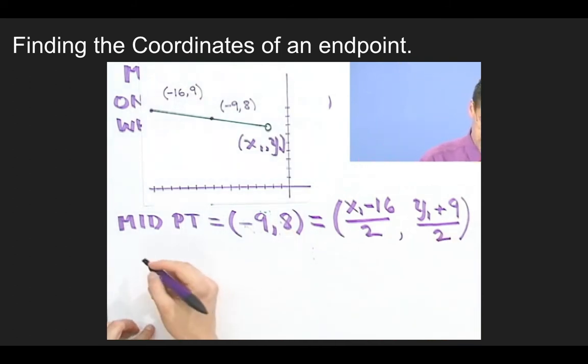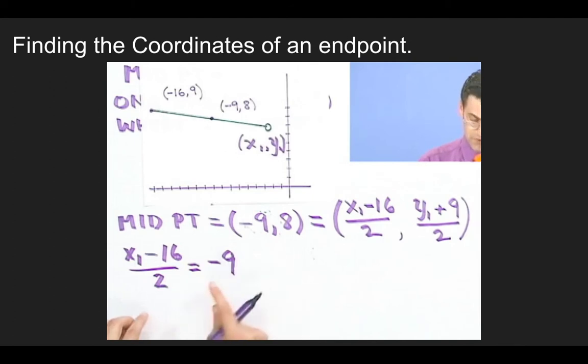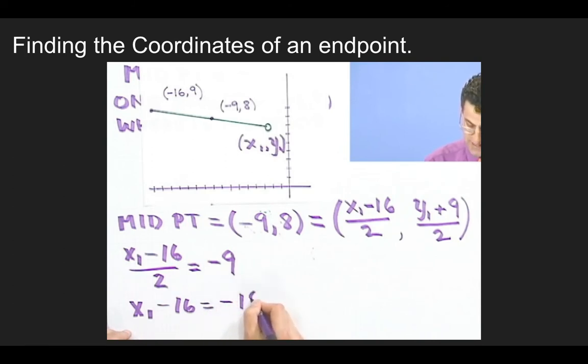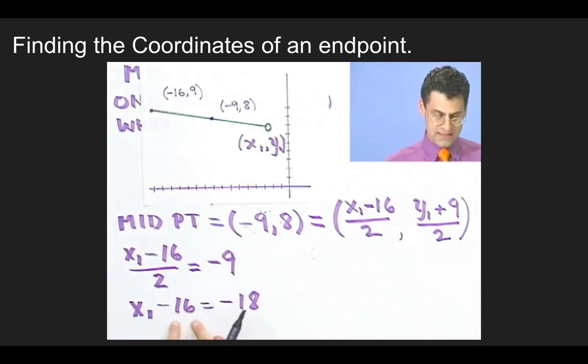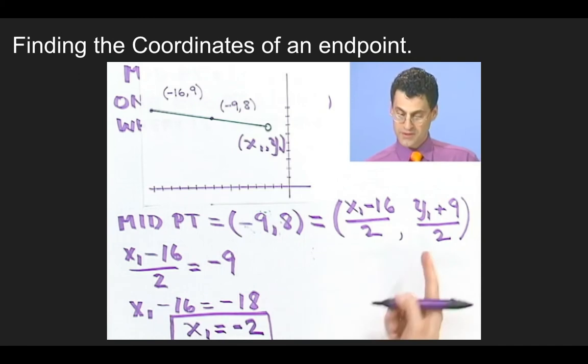So let's do that. If I solve the first thing, what do I see? I see that (x1 minus 16) over 2 has to equal minus 9. If I multiply through by the 2, I see that x1 minus 16 equals negative 18. If I now add 16 to both sides, I see that x1 must be equal to, let's see, looks like negative 2. So that's negative 2.